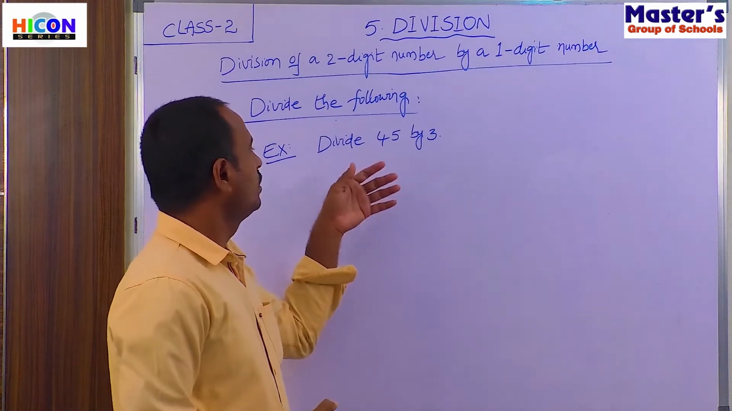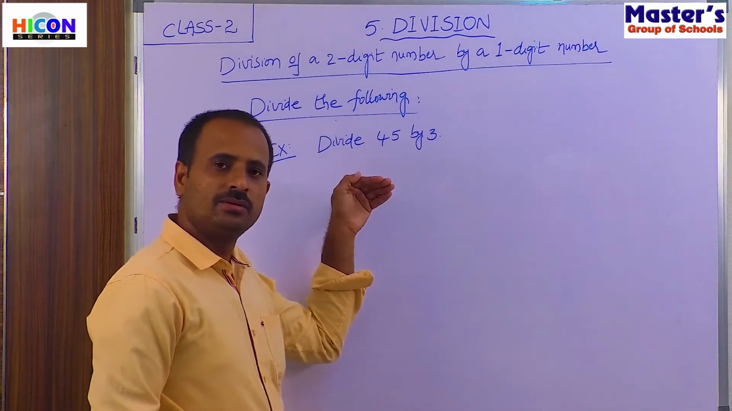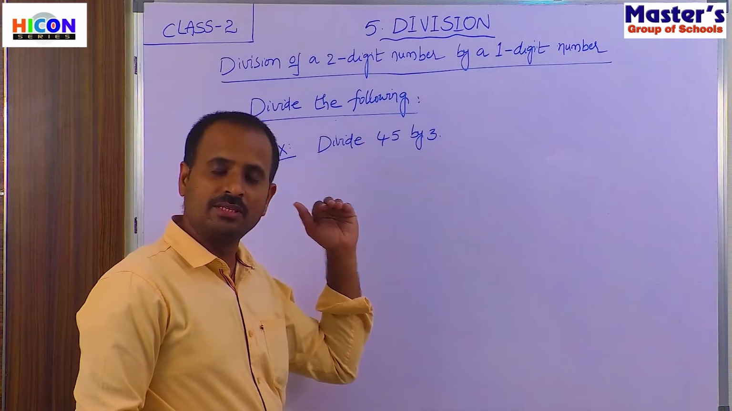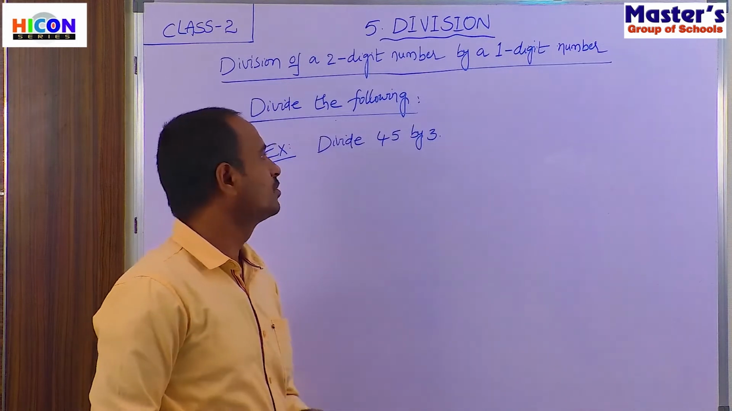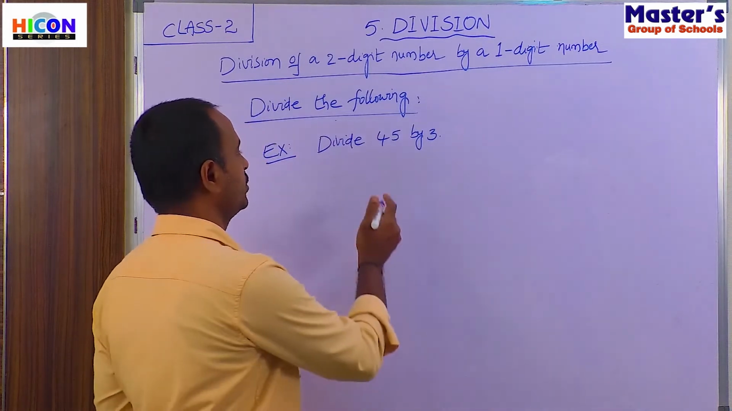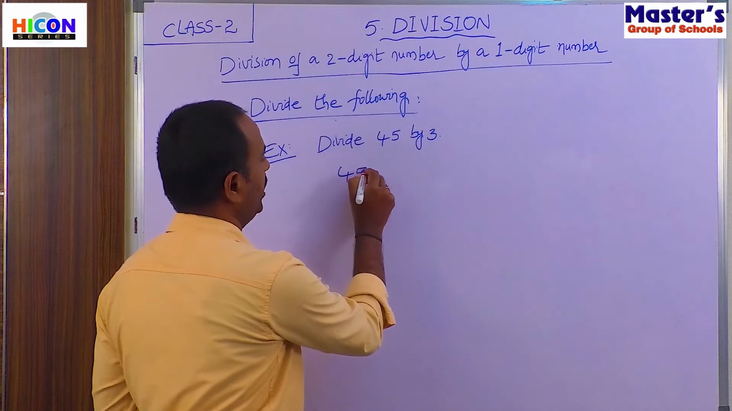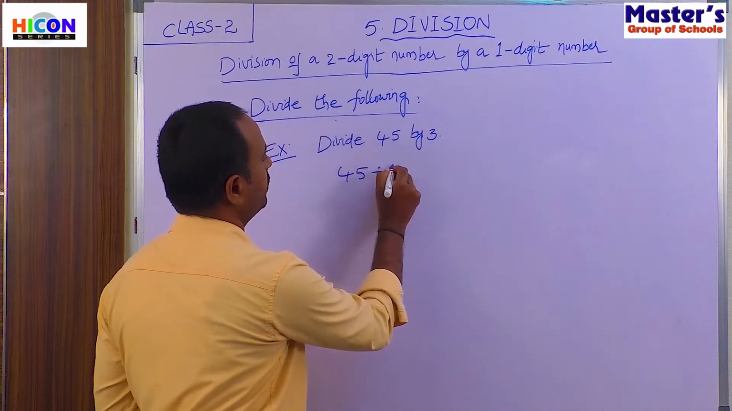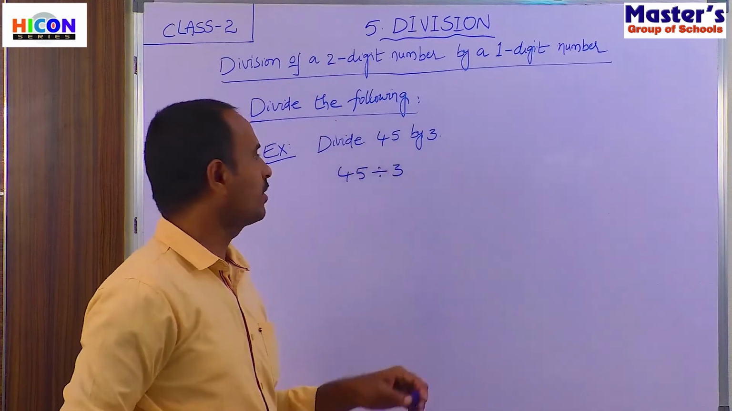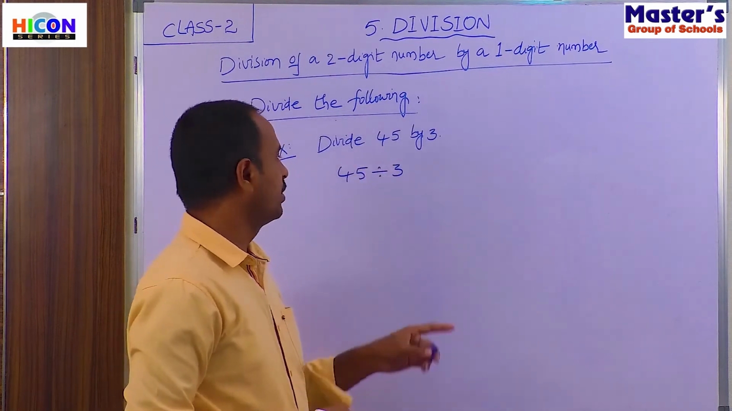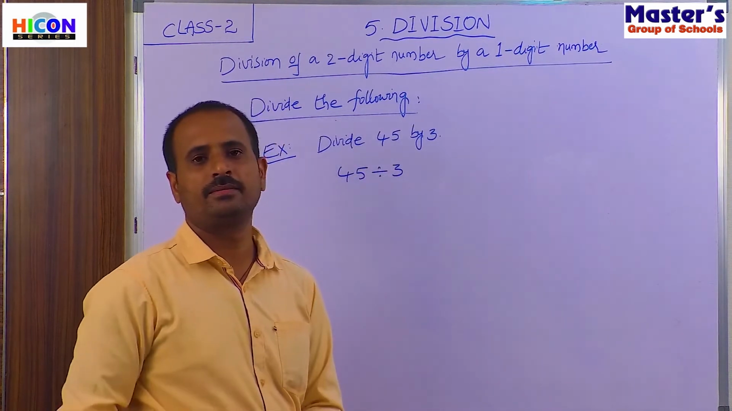So now convert this sentence into division by using the symbol divided by. So first convert this sentence into division. So that is 45 divided by 3. So we have converted this sentence by using the symbol divided by.